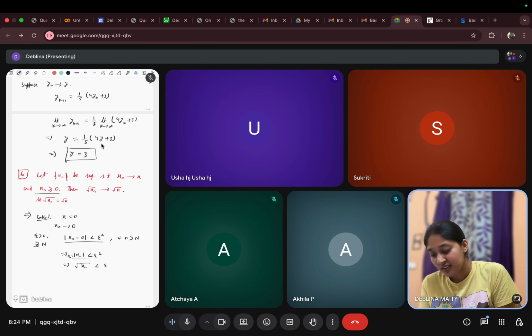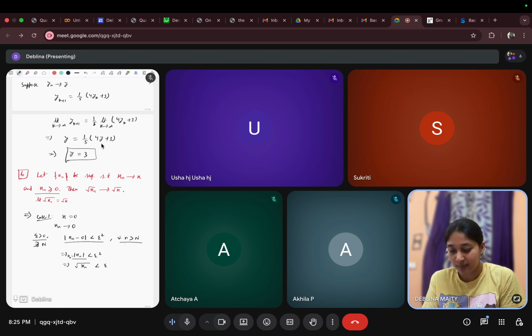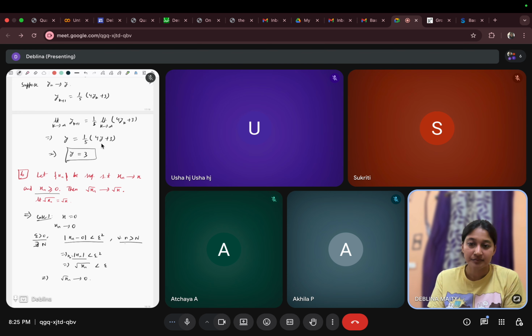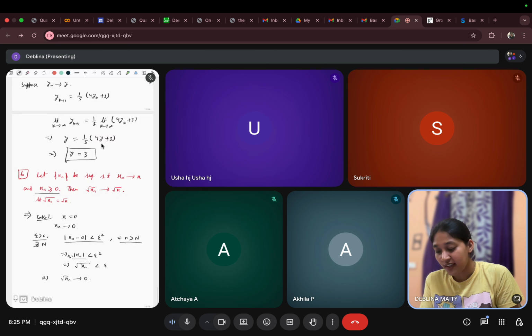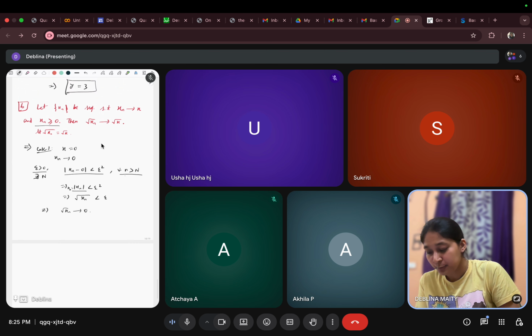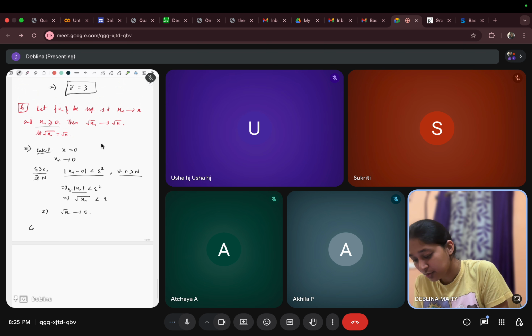So this means for a given epsilon, we have found that root over xn is less than epsilon for all n greater than capital N. This means root over xn converges to 0, right? So for x equals 0, this problem is proved. Now case 2, we'll consider x not equal to 0.